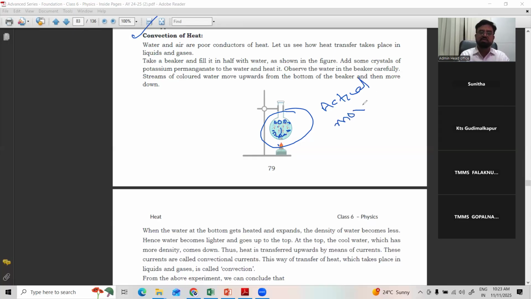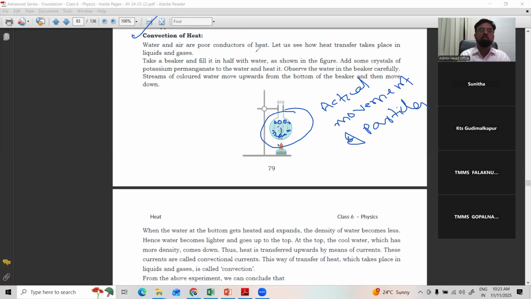So convection takes place with actual movement of particles, whereas in conduction, there won't be any movement of particles. Here, particles move because they become light in weight after heating. And finally, the entire vessel of water becomes hot after some time. Such a method of transfer of heat by actual movement of particles is called convection. This is the second method of transmission of heat.